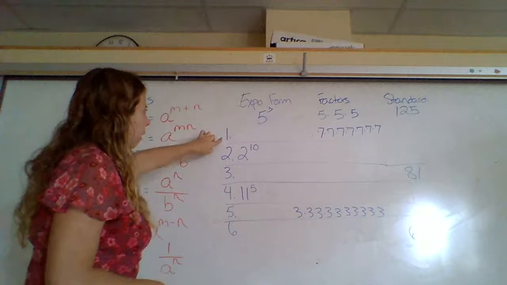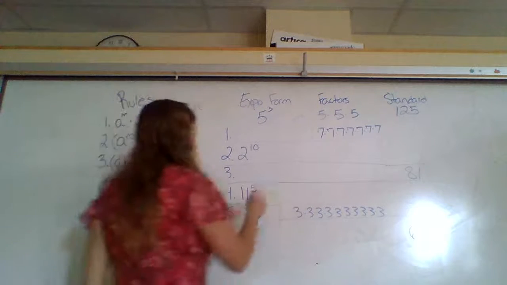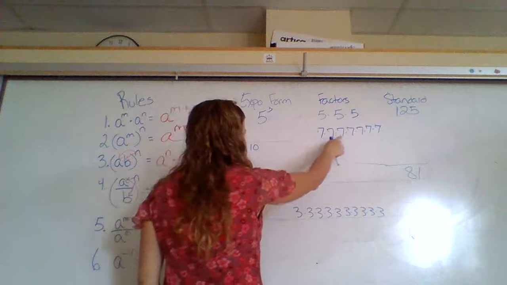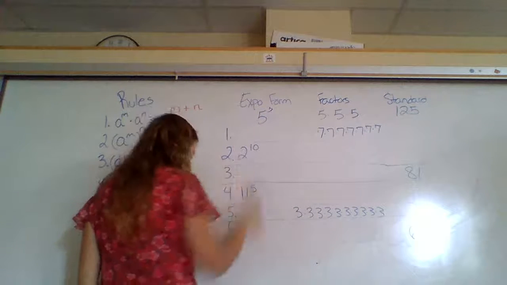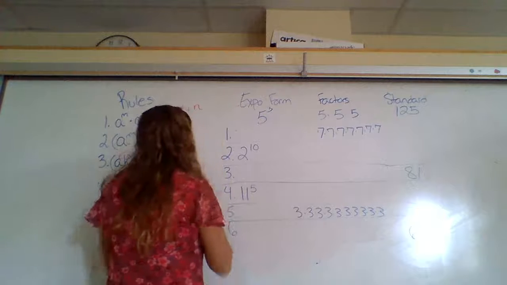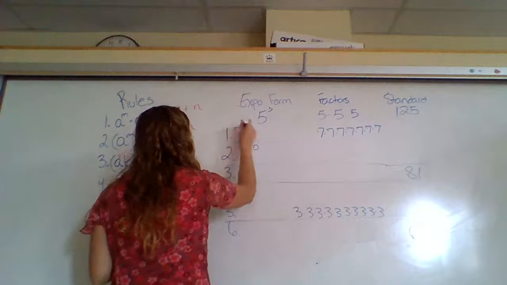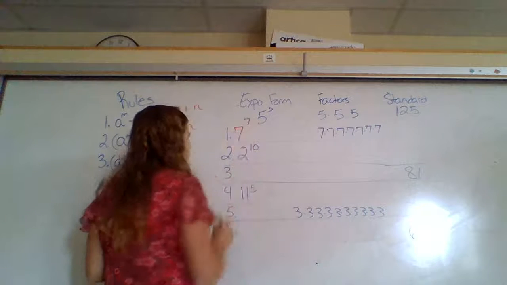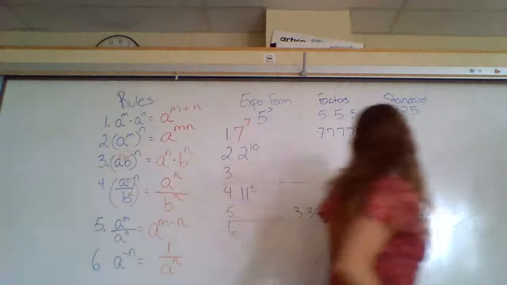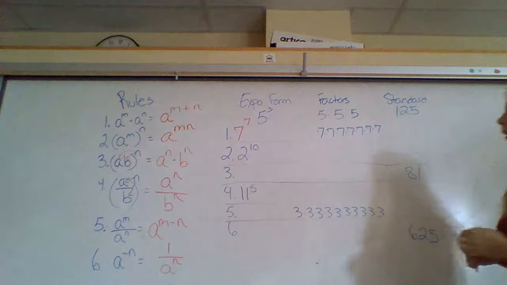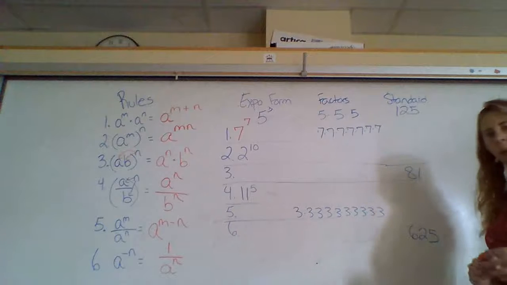So then number one, they give us 7, 1, 2, 3, 4, 5, 6, 7. 7 to the 7th power. Oh, I'll do a different color. Let's do red. So this would be 7 to the 7th power. Okay, so we fill in that one, and then you have to fill in the standard form. So what is 7 to the 7th power?